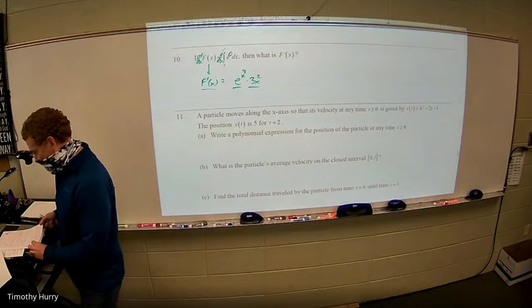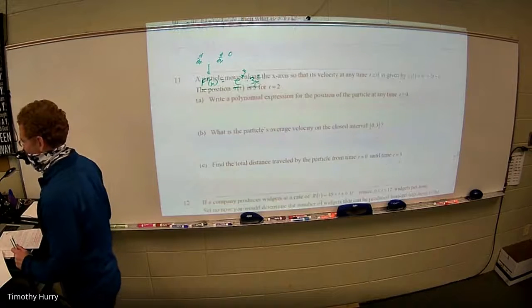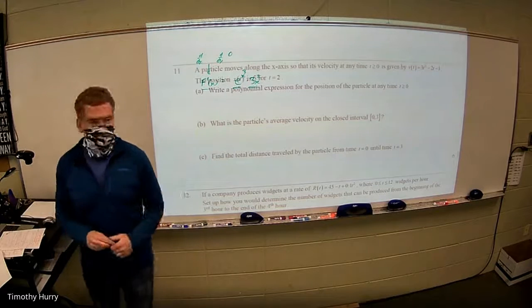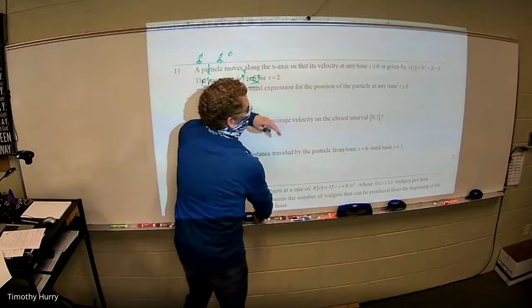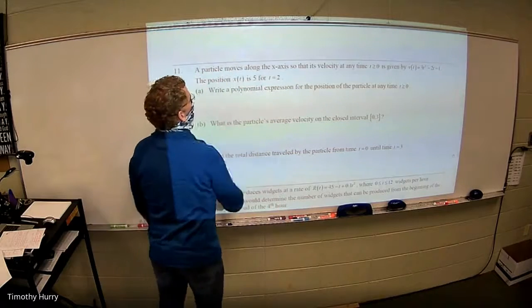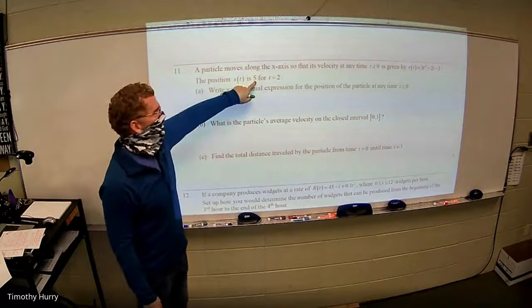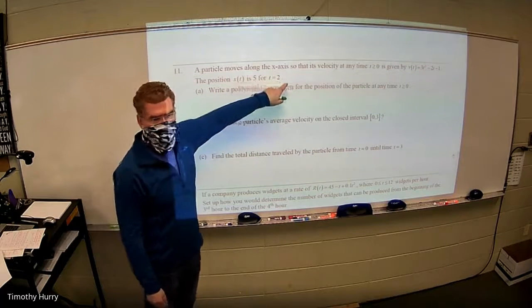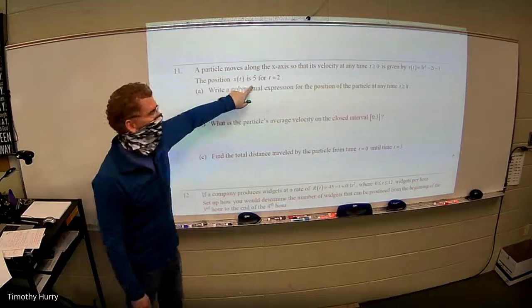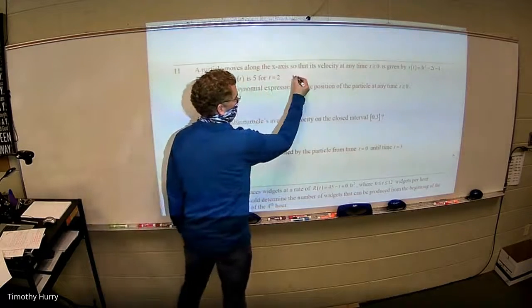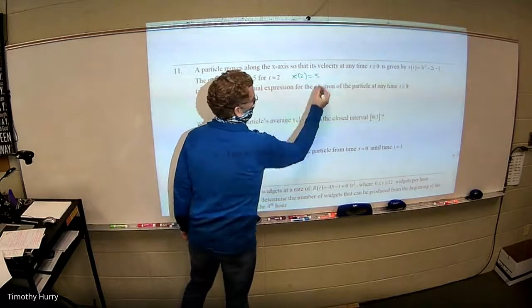What about number 11? Nice problem here. It really kind of checks a little bit of everything. A particle is moving along the x-axis so that the velocity is given by that v equation. The position, x of t, is 5 for t equals 2. What's another way of writing that? x of 2 is 5.